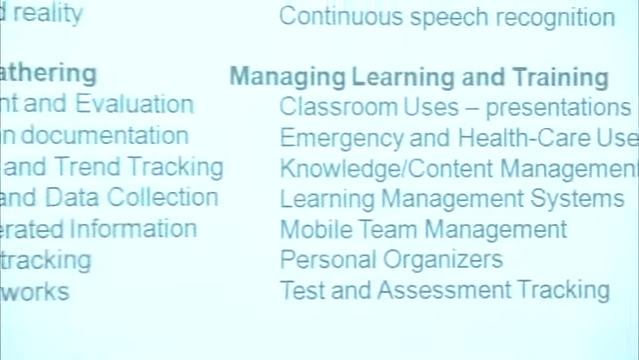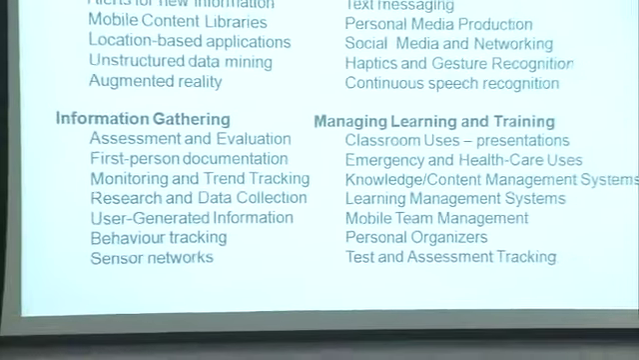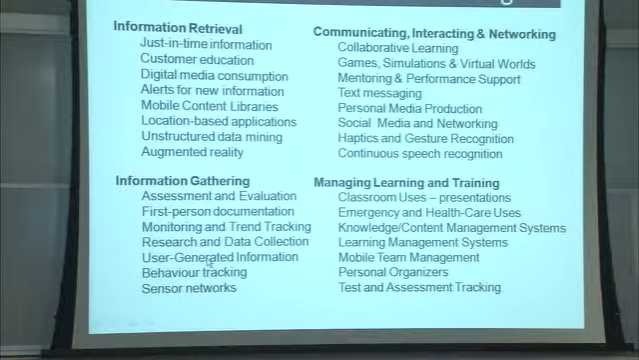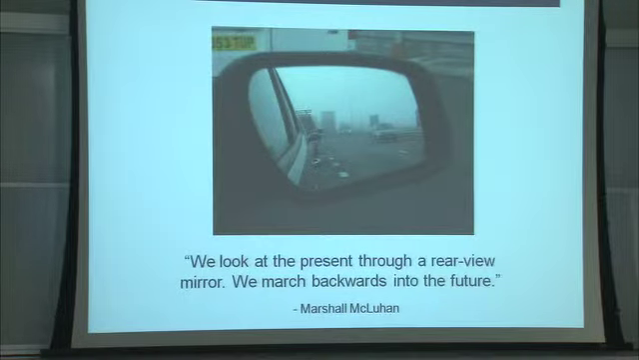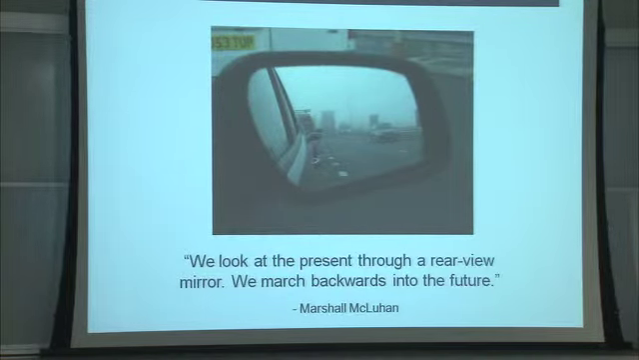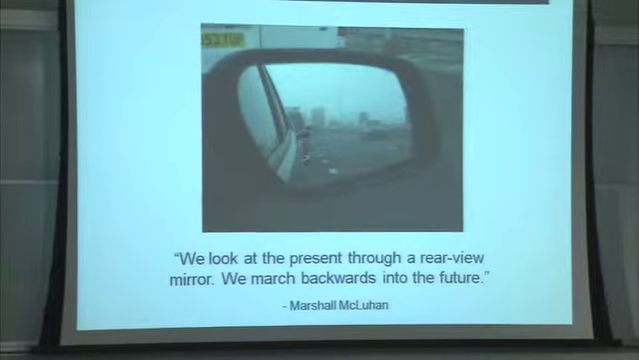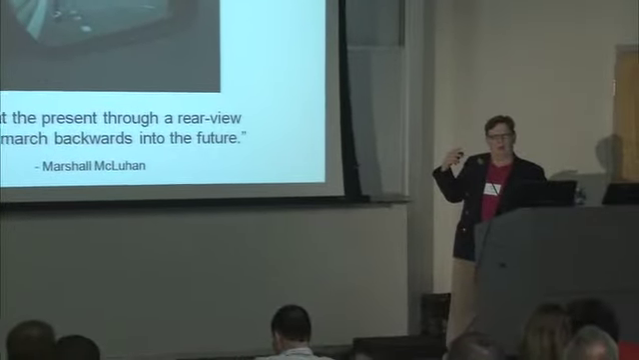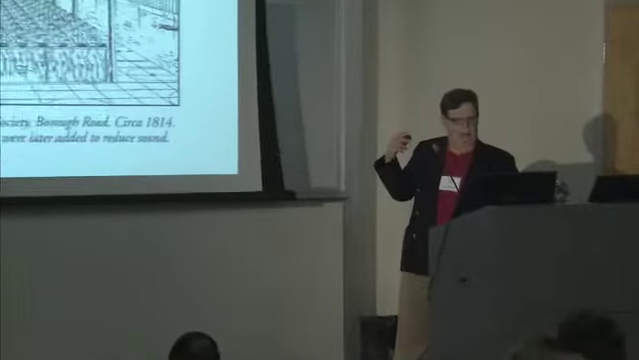So there's many applications, but they aren't all futuristic. And the reason for that is, when we start getting new technology, what Marshall McLuhan says is we look at the present through a rearview mirror and we march backwards into the future. So the first thing that we do is we get this new technology and we say, oh, I can do X on it, which is the stuff I used to do in another way. Right? And I think that the first generation of mobile learning is like that.